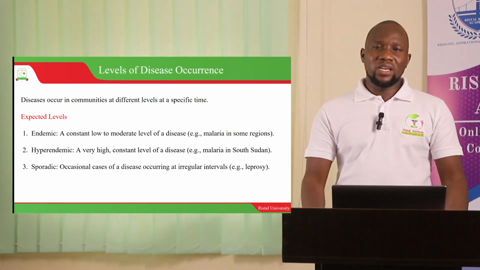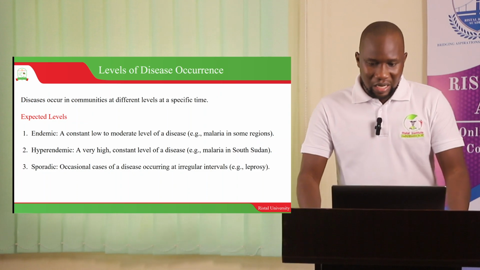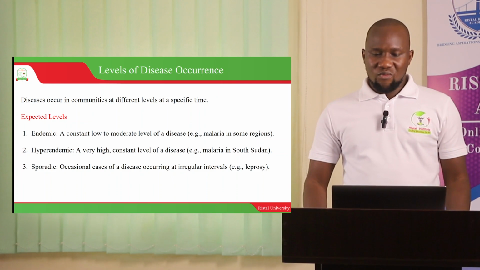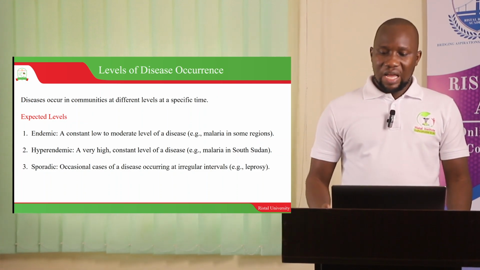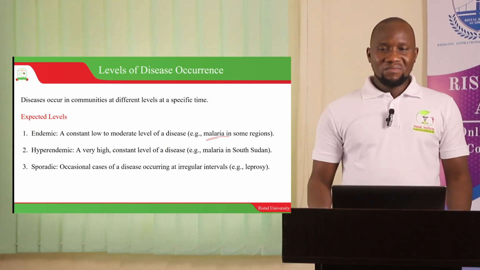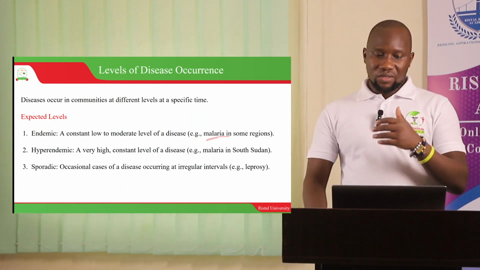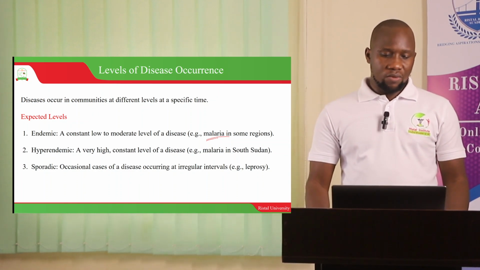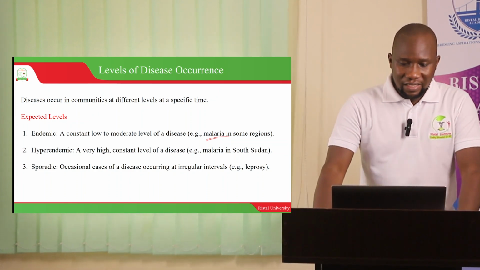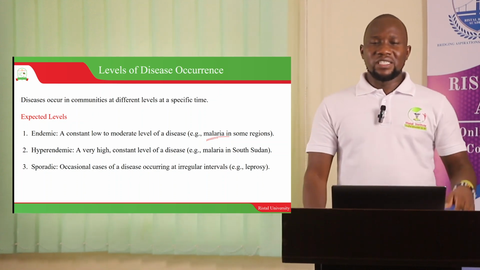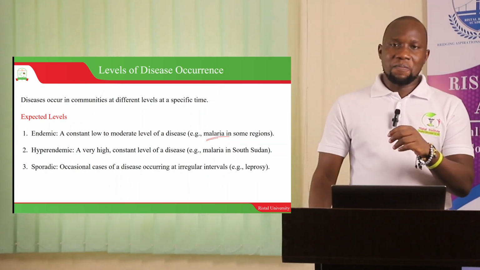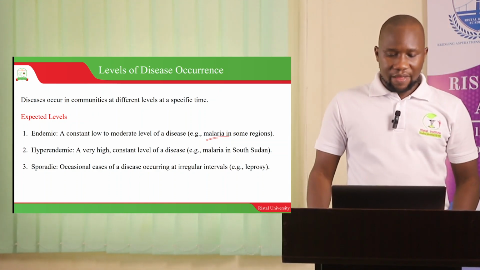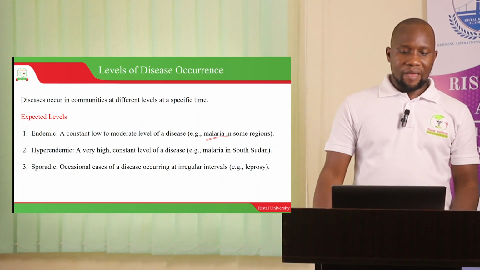Endemic is when the condition is always present at low to moderate levels in a particular population. You can have malaria like this in some regions, though not South Sudan, for example. And then we have hyperendemic diseases: these are conditions that are always existing, but this time at very high levels. So that is hyperendemic.